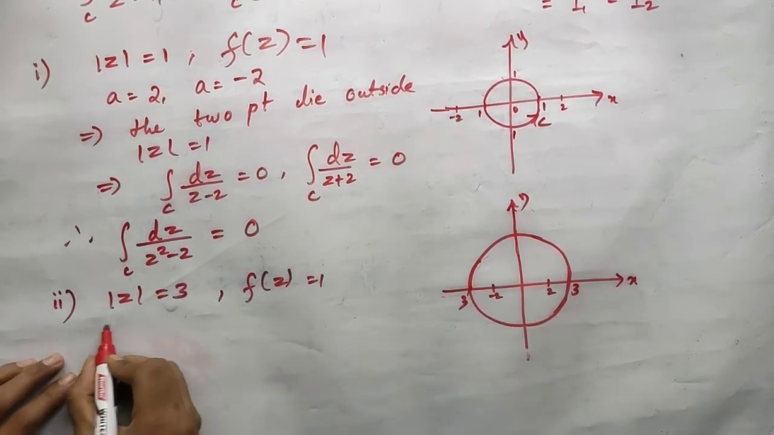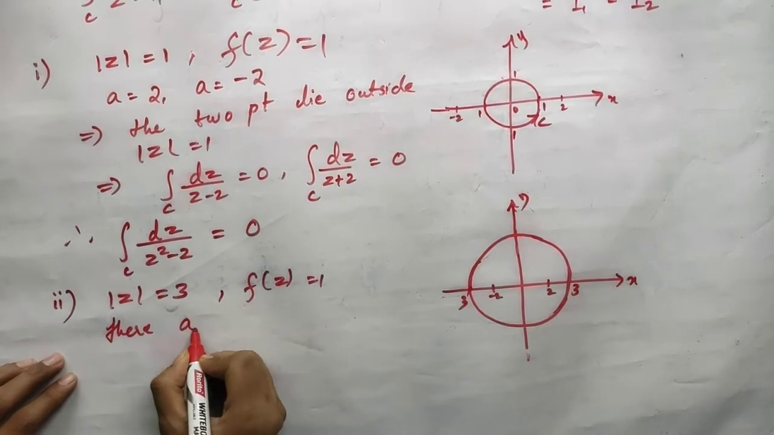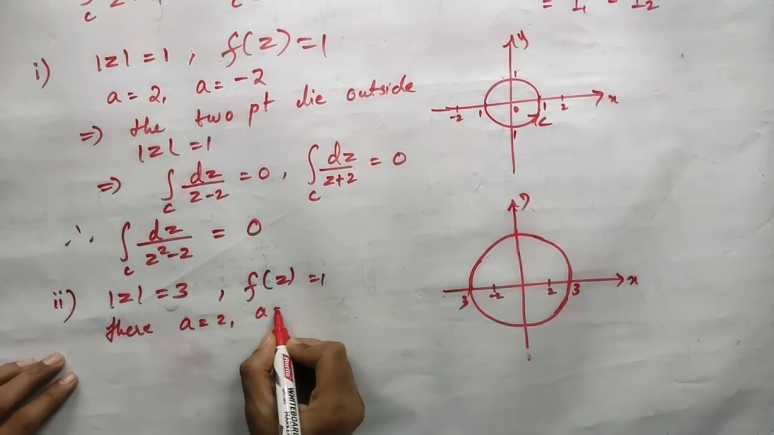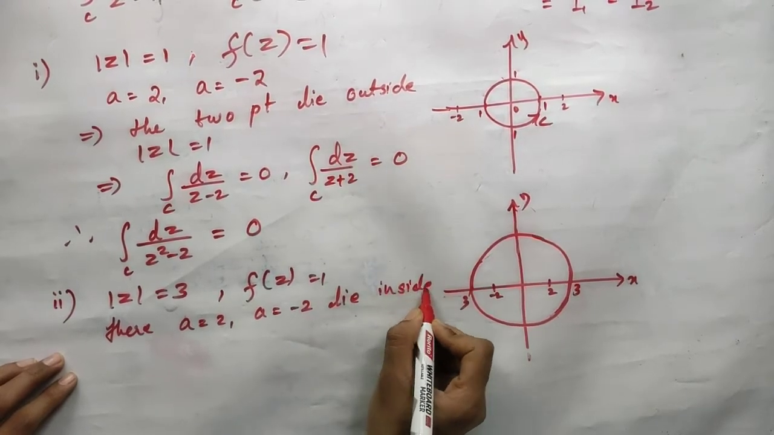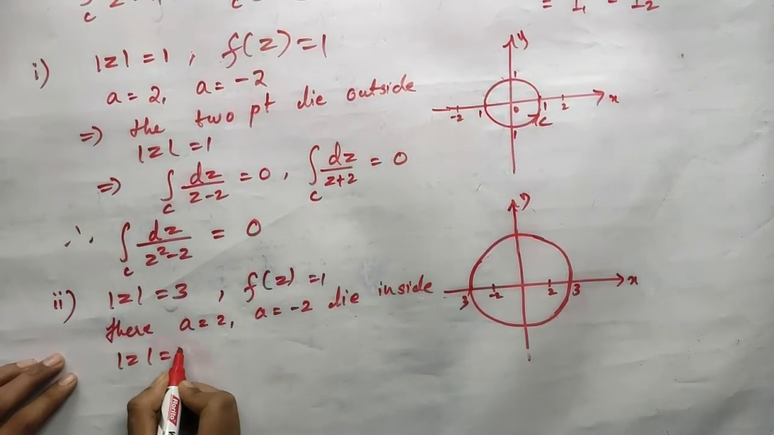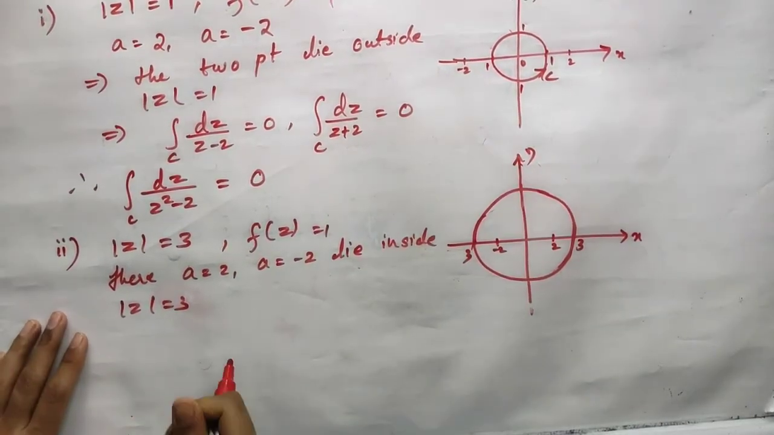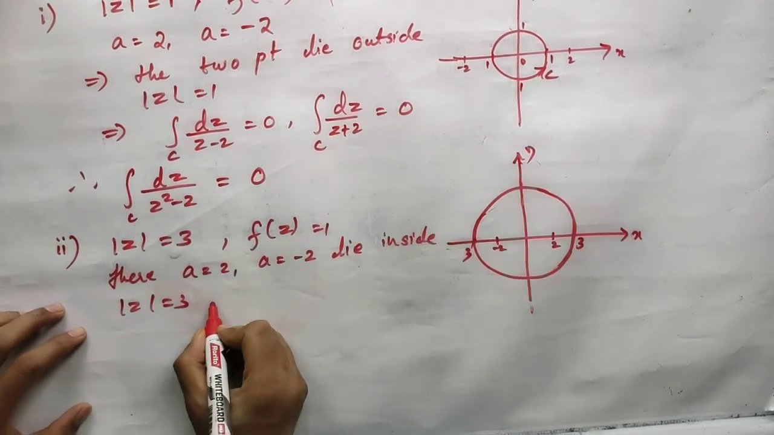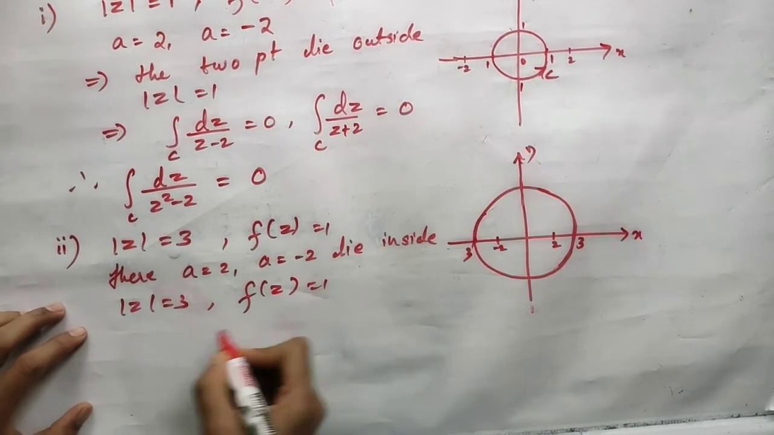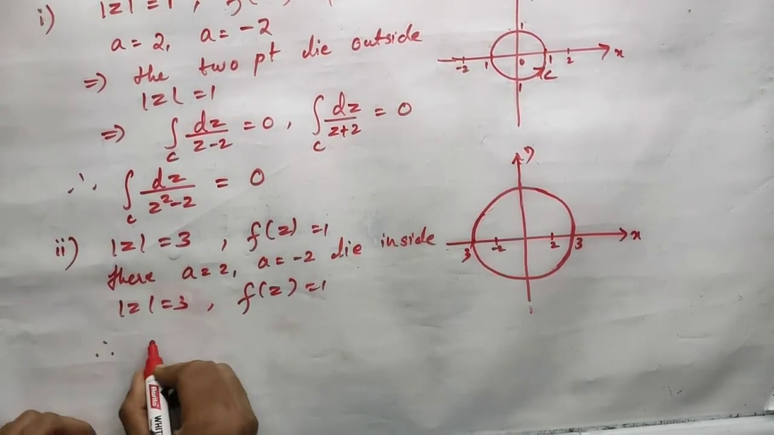Clearly here, a is equal to 2 and a is equal to minus 2 lie inside mod z is equal to 3, okay? So therefore, by Cauchy's integral formula, since f of z is equal to 1, it is constant. We are going to evaluate first I1.